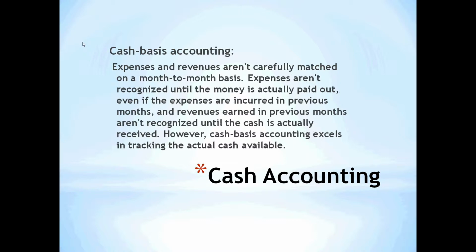The difference with cash accounting is that expenses and revenues aren't carefully matched on a month-to-month basis. Expenses aren't recognized until the money is actually paid out, even if the expenses were incurred in previous months. And revenues earned in previous months aren't recognized until the cash is actually received. However, cash basis accounting excels in tracking the actual cash available.